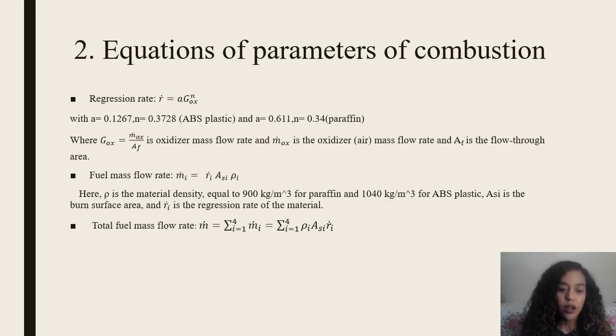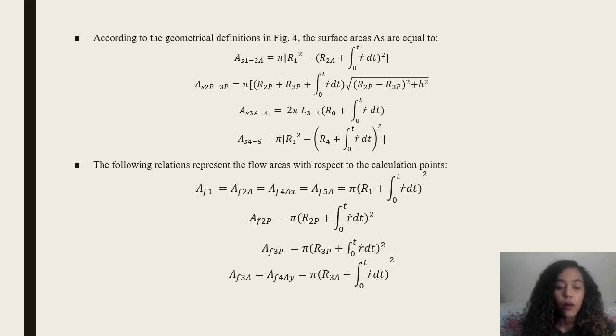2. Equations of parameters of combustion. Regression rate has several assumptions and allows calculating the fuel melting and combustion in a highly simplified way. Gox is the relative oxidizer mass flow rate. A and n are the experimental constants. The total fuel mass flow rate is given by this equation. According to the geometrical definitions in Figure 4, the surface areas AS are equal to these four equations, and the following relations represent the flow areas to the calculate points, these 8 equations.